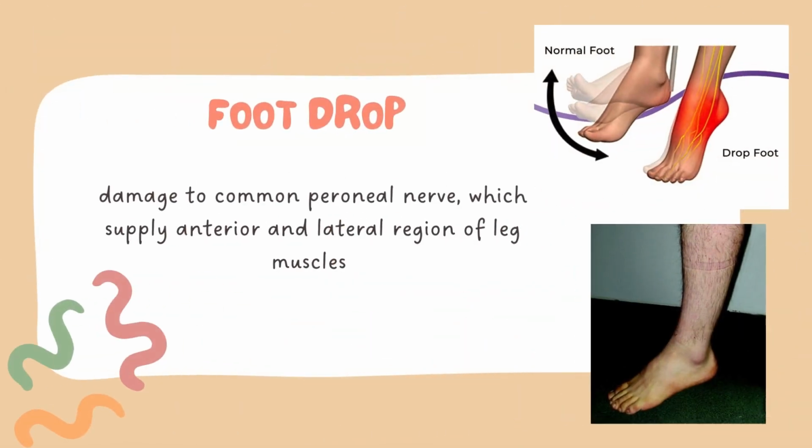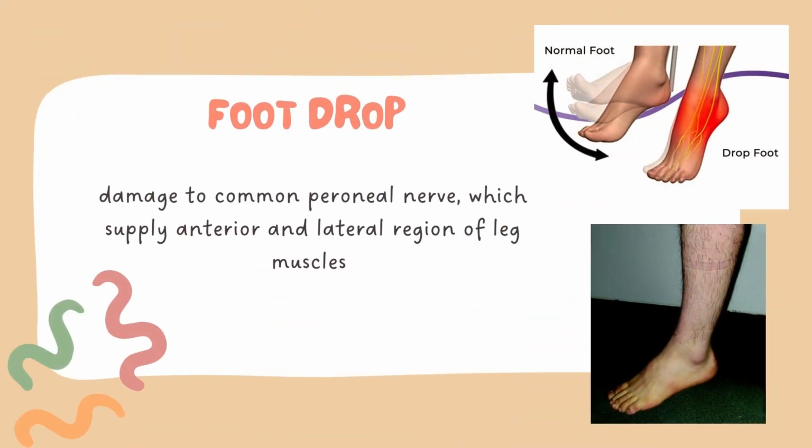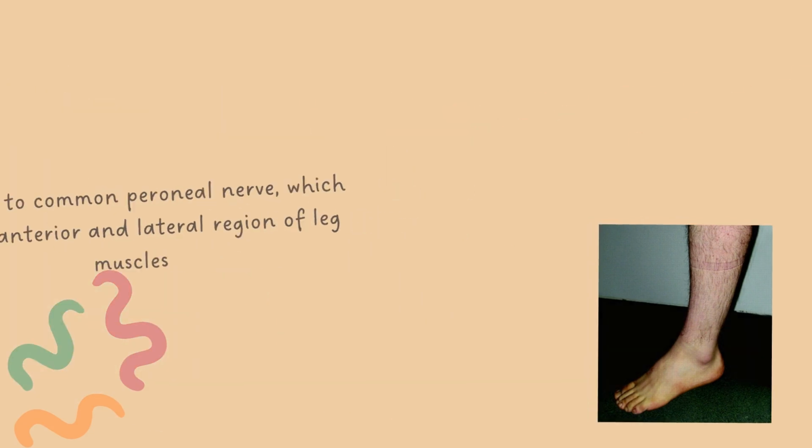Let's discuss foot drop, which occurs due to damage to the common peroneal nerve. This nerve controls the muscles in the front and side of the lower leg, so injury to it can cause difficulty in dorsiflexion and inversion.